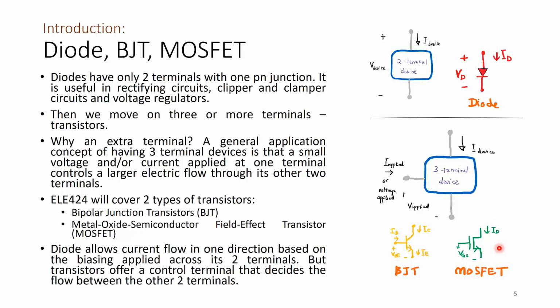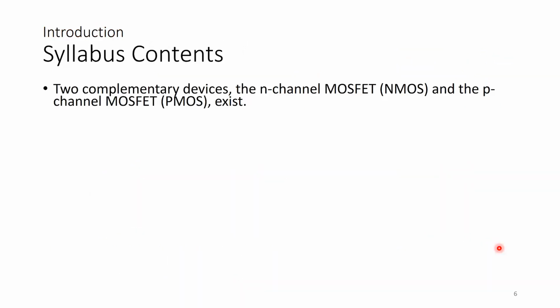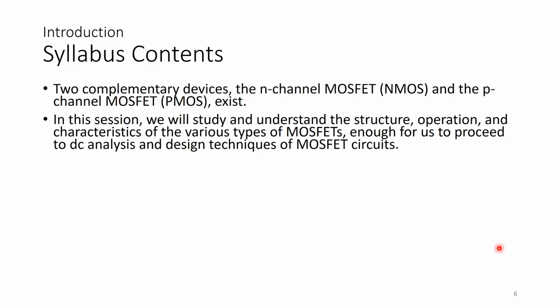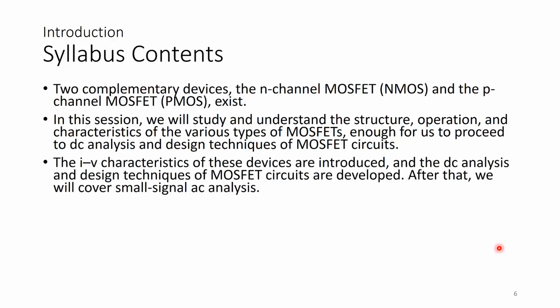Okay, so now let's have a look at the syllabus contents. So there are 2 complementary devices under MOSFET, which we will call the N-channel MOSFET, NMOS, and the P-channel MOSFET, PMOS. Okay. In this session, we will study and understand the structure, operation, and characteristics of the various types of MOSFET, of NMOS and PMOS, enough for us to proceed to DC analysis and design techniques of MOSFET circuits for ELE424, and the courses that follow after this.